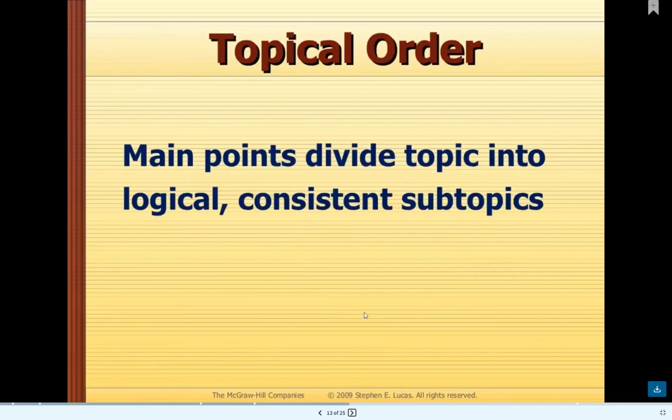Moving on to the next one, topical order. We arrange the main points and divide those main points of the topic into logical, consistent subtopics. So we have the main points arranged according to the importance or the consistency of the topics. Let's have the example.